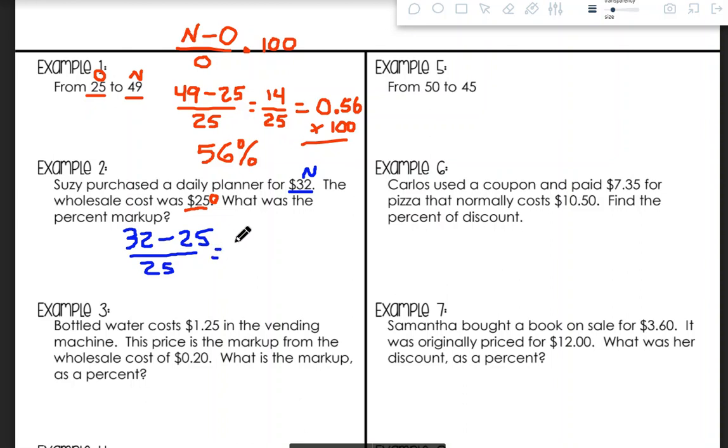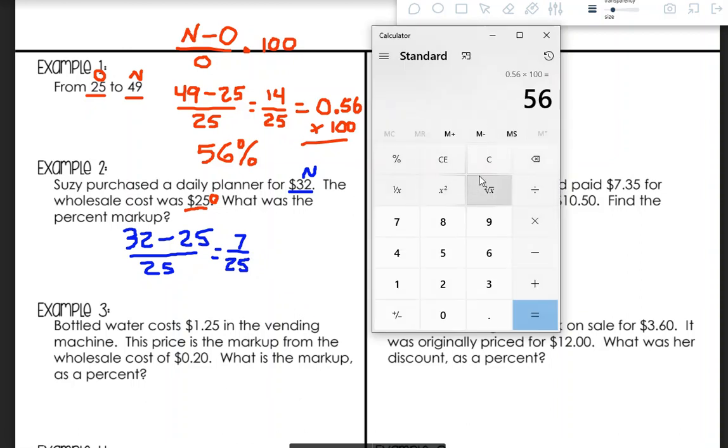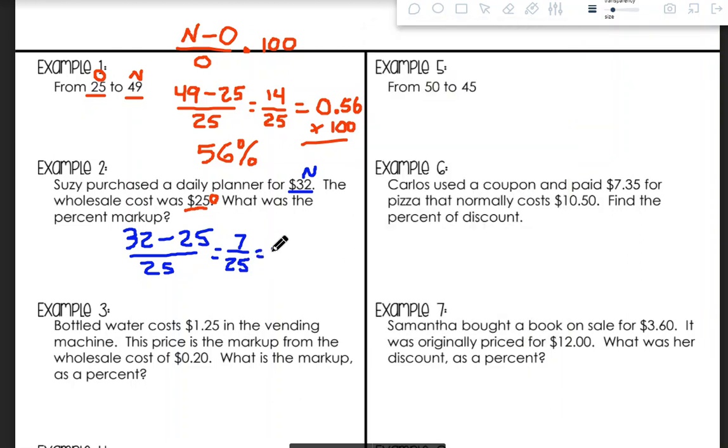32 minus 25 gives me 7, so that gives me 7 over 25. All right, so I can put that in my calculator. 7 divided by 25 gives me 0.28. All right, so that is not a percent yet, that's a decimal. So to change that to a percent, I got to multiply this by 100. And 0.28 times 100 gives me 28%. Okay, so that's a 28% increase. All right, let's do one more example.